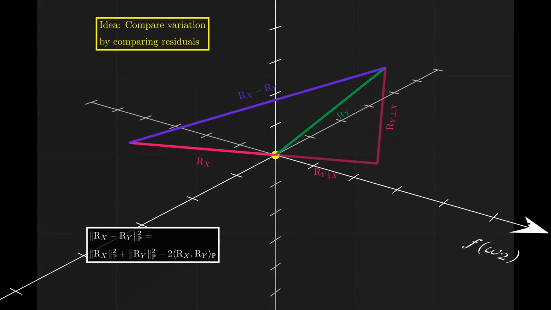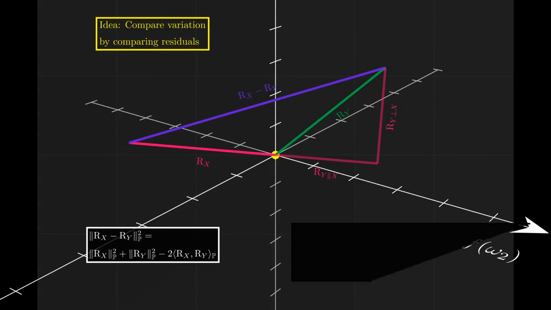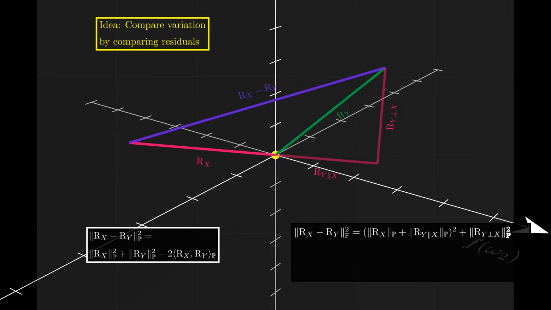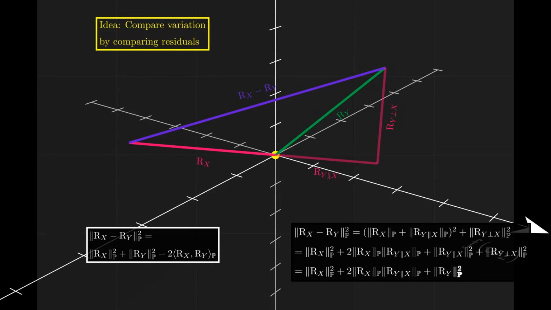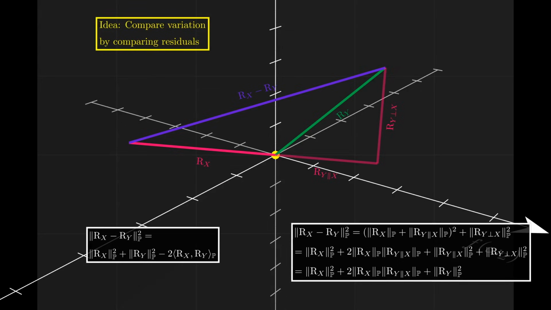Then we know from the Pythagorean theorem that the squared distance between the residuals can be written as the square of the length of the residual of x plus the length of the residual of y that points into the same direction as x, plus the squared length of the part of the residual of y that is orthogonal to x. By simply expanding the first square, we see that we can use the Pythagorean theorem again just on the smaller triangle to replace the terms of the decomposition of the variation of y by the variation of y itself. So we end up with this expression here.